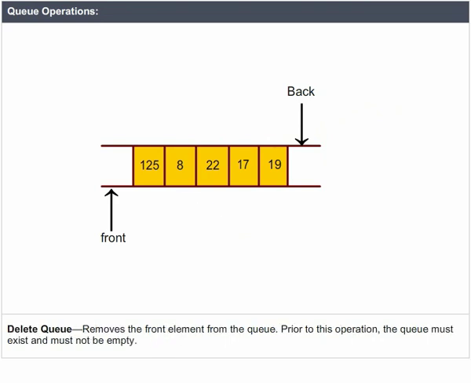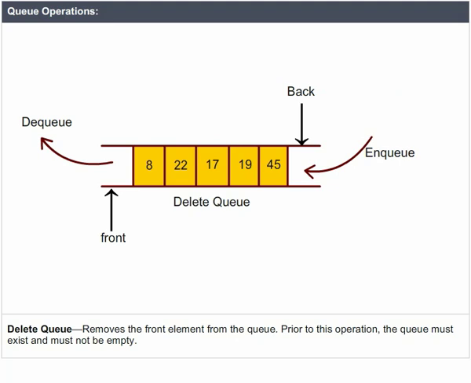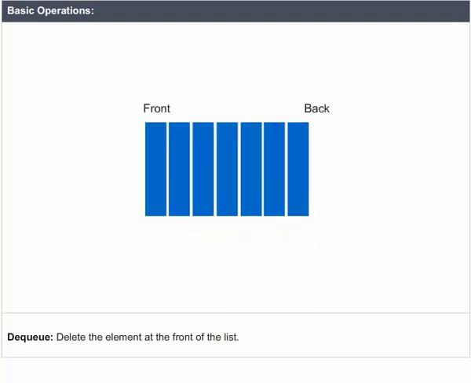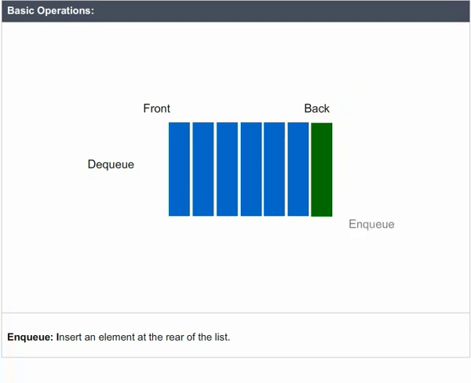Delete queue: removes the front element from the queue. Prior to this operation, the queue must exist and must not be empty. Basic operations. Dequeue: delete the element at the front of the list. Enqueue: insert an element at the rear of the list.